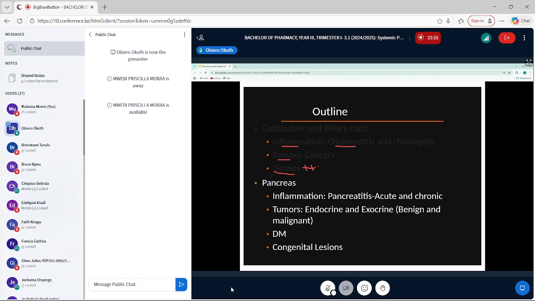Now, for the pancreas, again, we are mainly going to deal with pancreatitis, and then the tumors, and for the tumors, malignant tumors. The rest, and by the way, diabetes mellitus, we said, is a biochemical dysfunction that should be covered as an endocrine disorder and not as a pancreatic lesion per se.